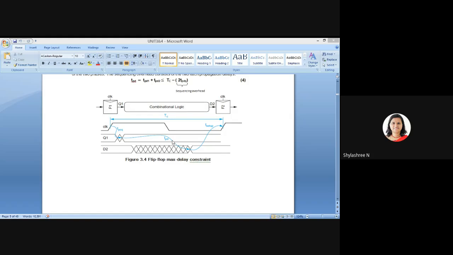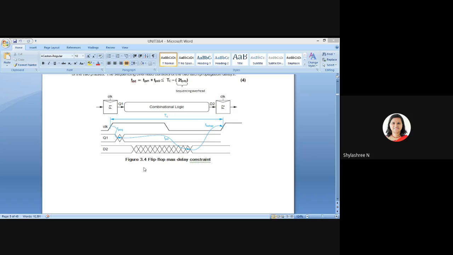But what is setup time failure or a maximum delay failure? If the combinational logic delay is too great, the receiving element will miss its setup time and sample the wrong value. Is that clear? Guys, is this concept clear? Because in unit one, again, we are going to discuss this. That's what I'm stressing on, these maximum and minimum delay constraints. Is that clear, guys? Yes, ma'am.